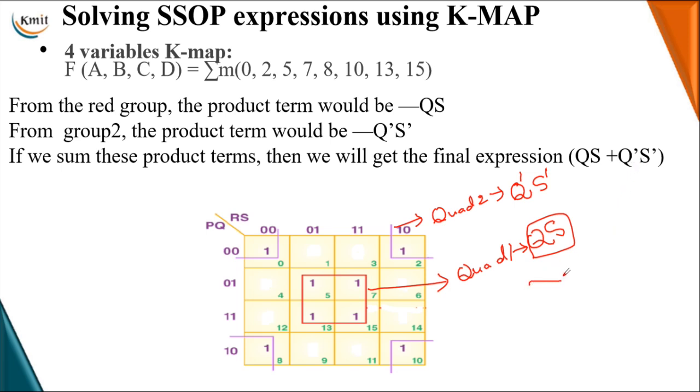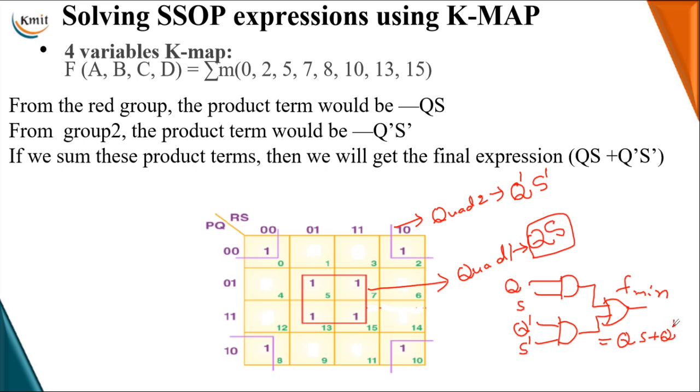Now if they ask you to design using logical gates, in order to construct the logic diagram of this minimal expression, I need to use two AND gates, one with inputs Q and S. The other AND gate is connected with Q bar and S bar as the inputs, which will give you the product term of Q bar S bar, and one OR gate we need to use in order to obtain your minimal expression. F minimum is equal to QS plus Q bar S bar.